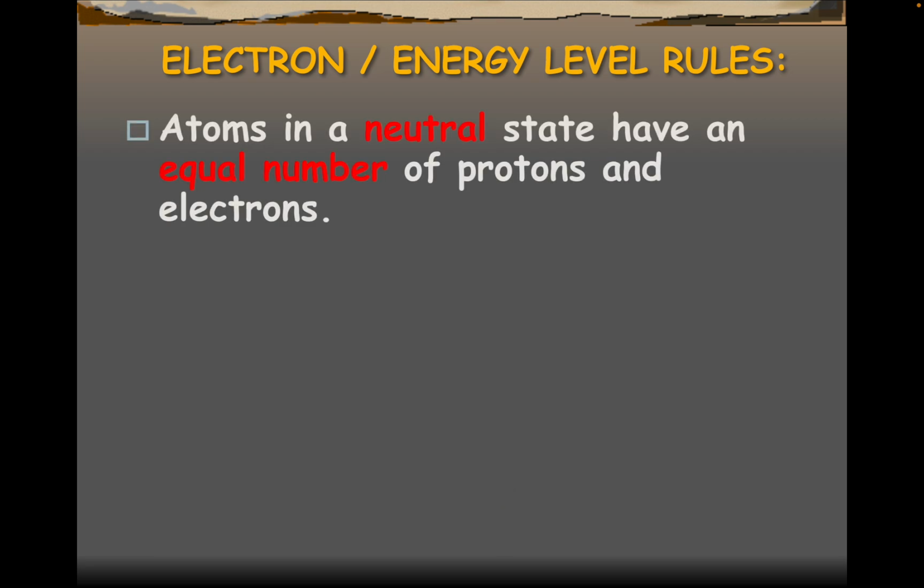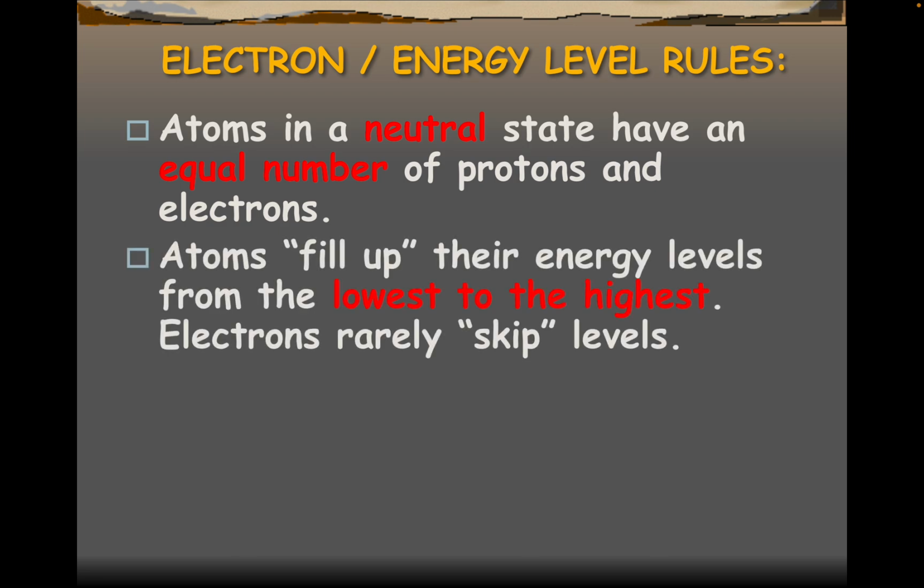Atoms in a neutral state have an equal number of protons and electrons. And for us, we often don't deal with atoms that aren't neutral in biology. So most of the time, if you don't see a charge next to the element, there is the same number of electrons and protons. Atoms fill up their energy levels from the lowest to the highest, so they rarely skip levels.